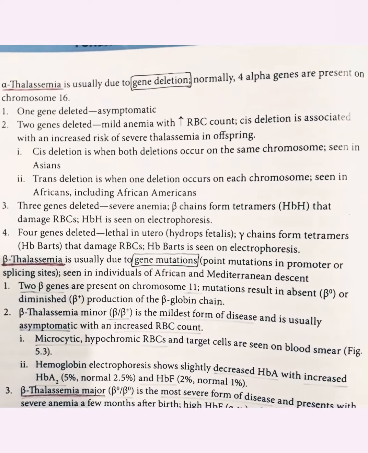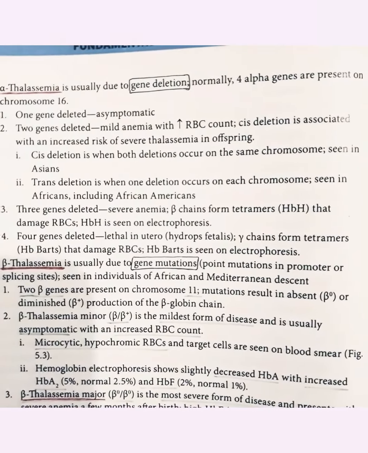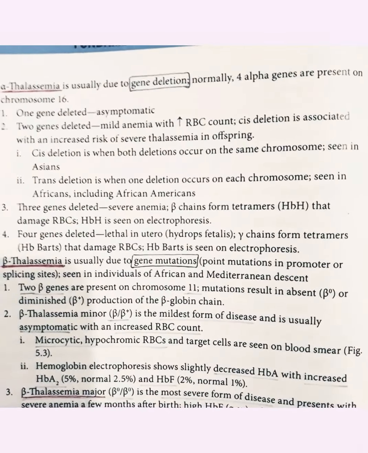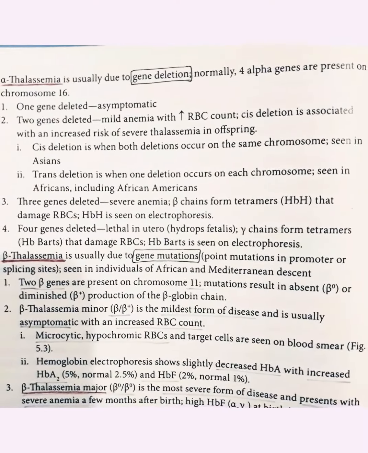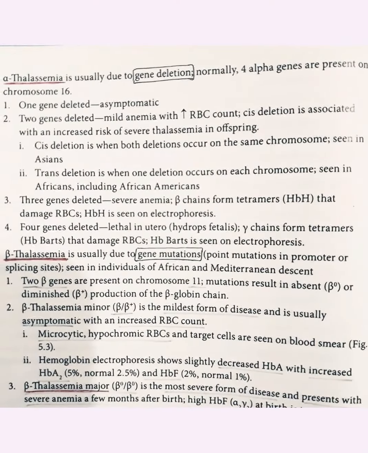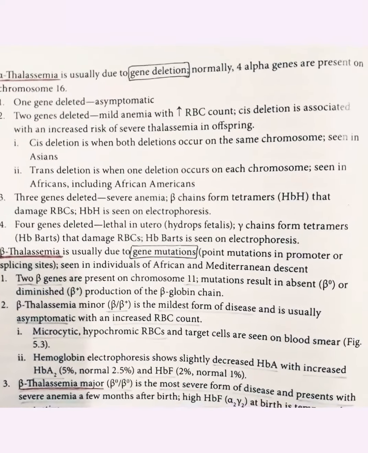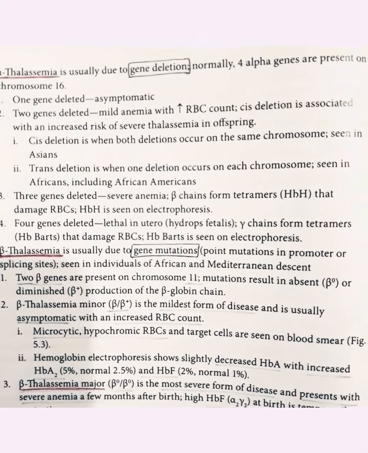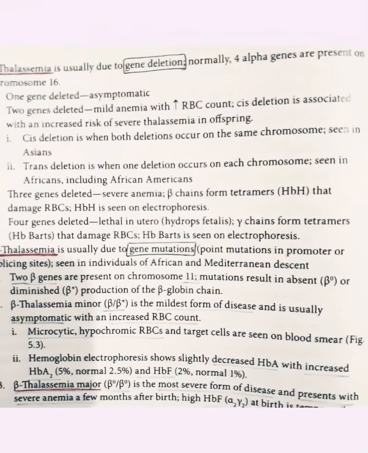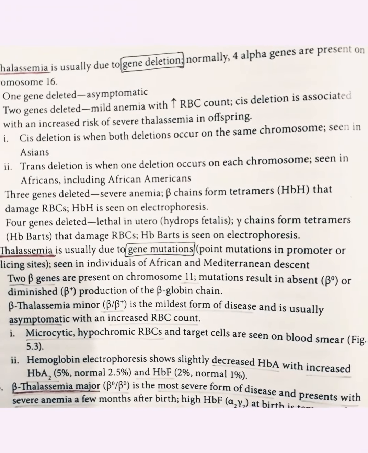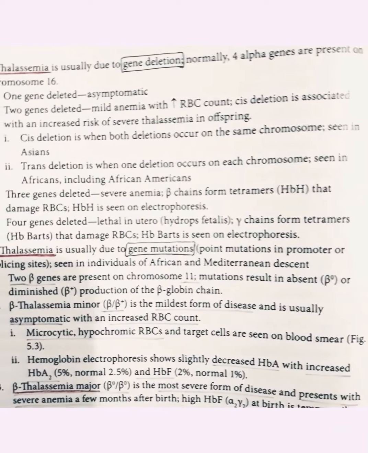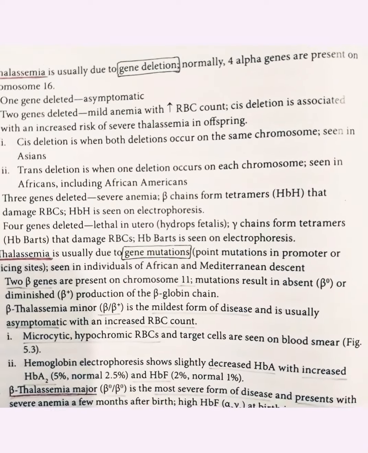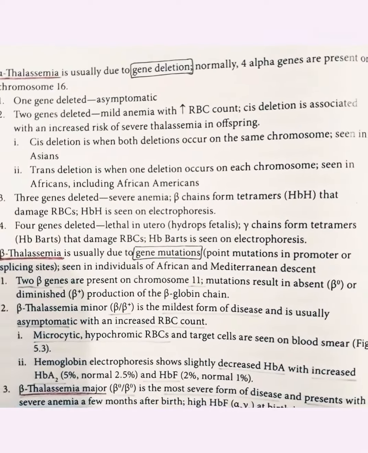3 genes deleted, severe anemia, beta chains form tetramers, HbH, that damages RBC. HbH is seen on electrophoresis. In alpha thalassemia, if a patient does not have enough alpha globin chains, then beta chain will be added to beta chain and result in a beta chain tetramer, HbH. HbH has 4 beta chains.